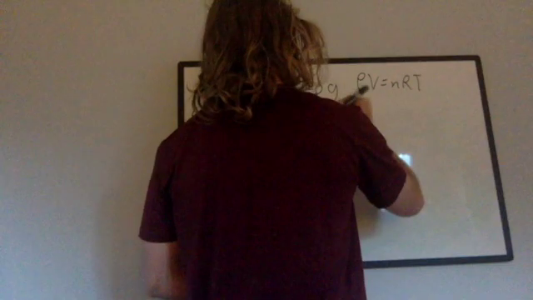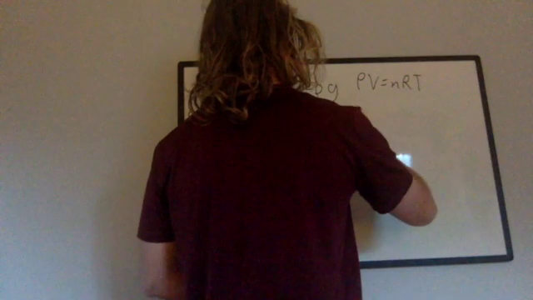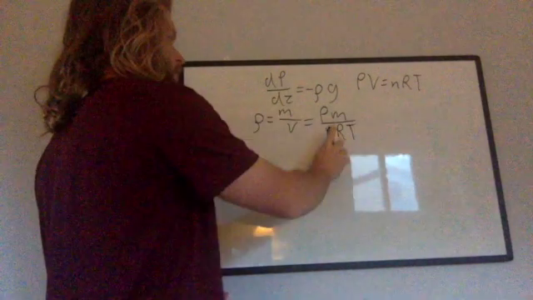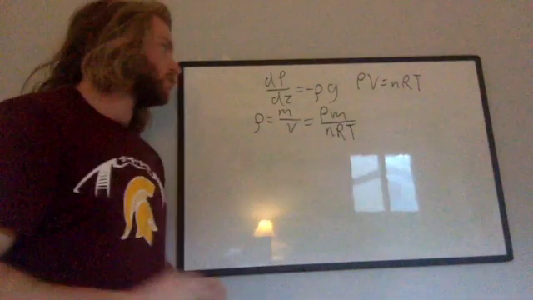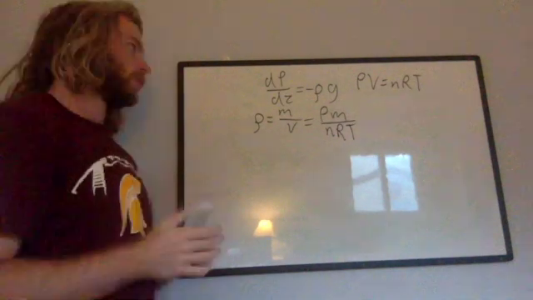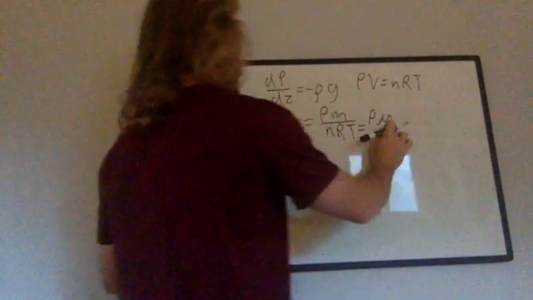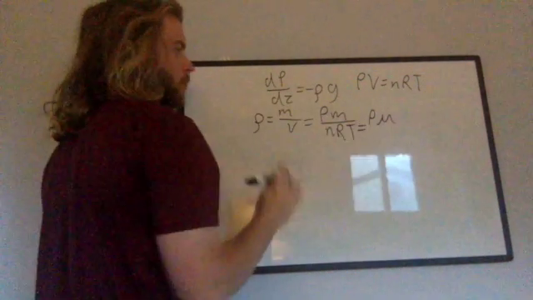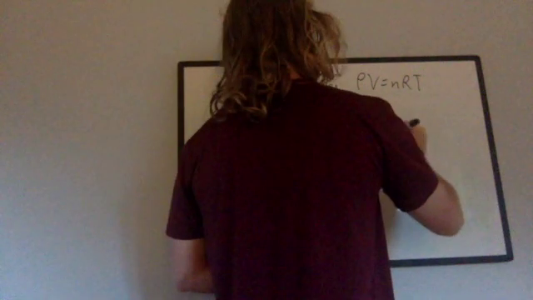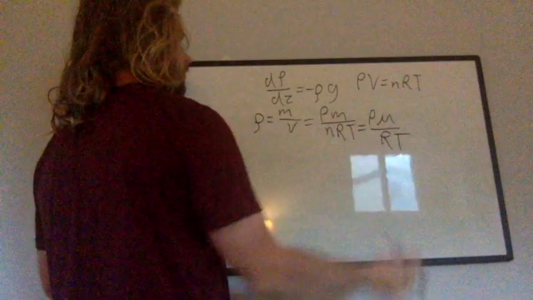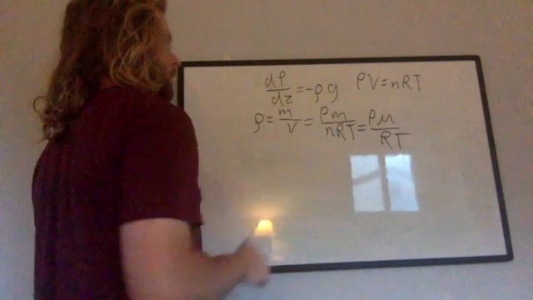That would get us P over nRT. And this mass over moles over here is pretty much just our average molecular weight. So we can go ahead and use a symbol to represent our mass per mole right there. Equals P times that symbol over RT. And yeah, now that we have this expression for our density, we go ahead and substitute that in right there. So we'll go ahead and erase this.